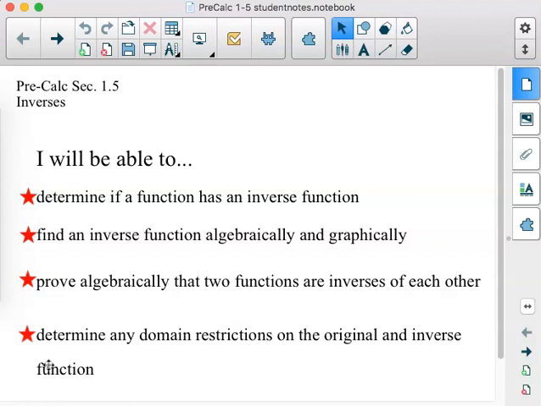I can determine if a function has an inverse function. Yeah, we actually have a test for that we talked about last year in Algebra 2. I can find an inverse function algebraically and graphically. I can prove algebraically that 2 functions are inverses of each other. And I can determine any domain restrictions on the original and the inverse function. So we've got 4 of them listed on here.